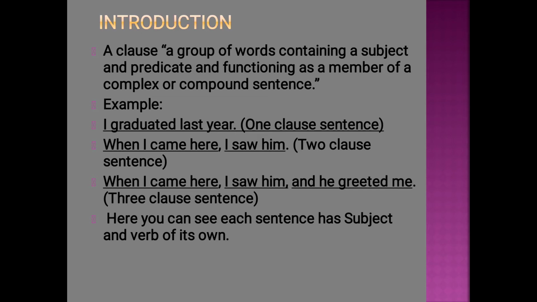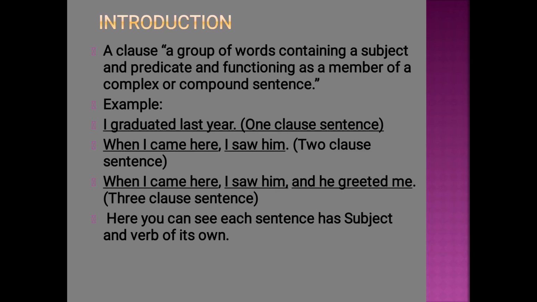There must be a subject which has a verb combination. I will give you 3 examples where you will find different clauses, but every clause has a subject and verb of its own. Just see the first example. I graduated last year. So what is the subject here? I. So what is the verb? Graduated. So here it is a subject and verb combination. It is a one clause sentence.